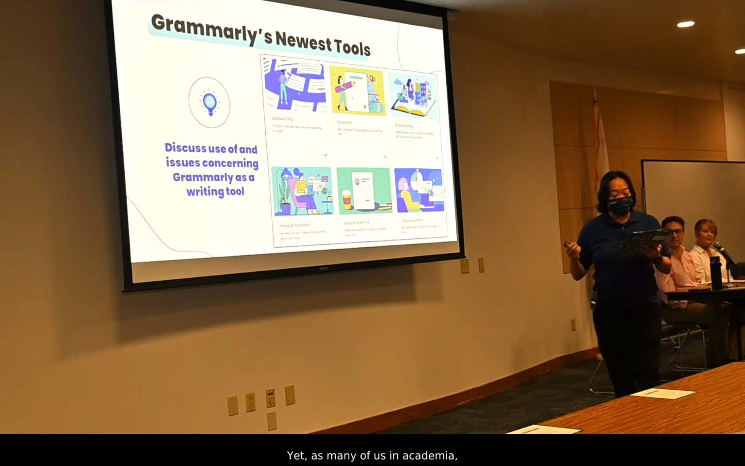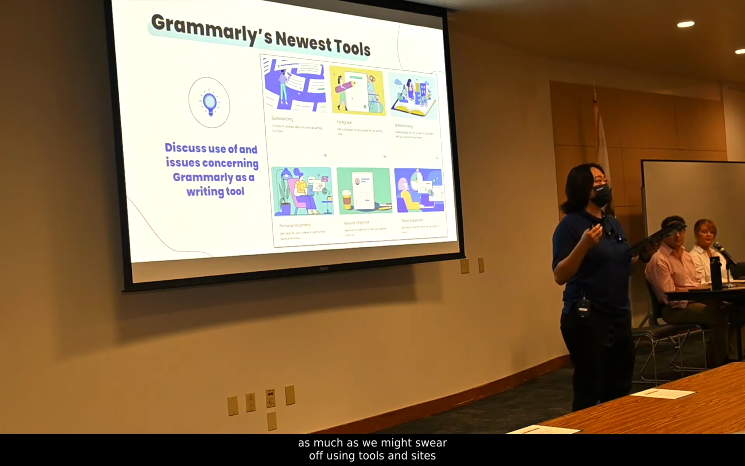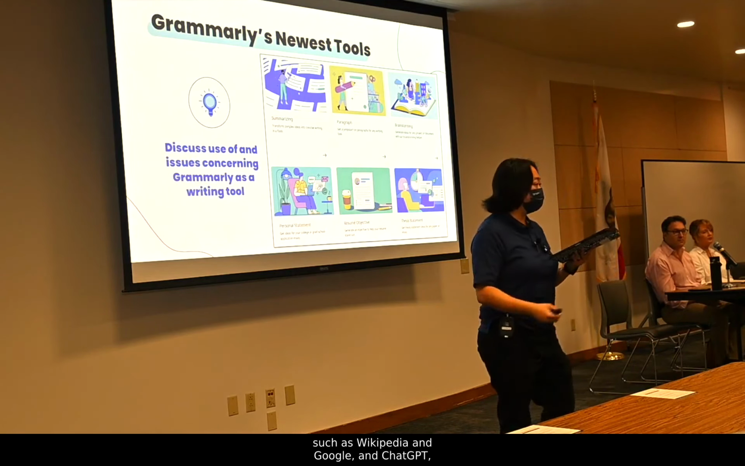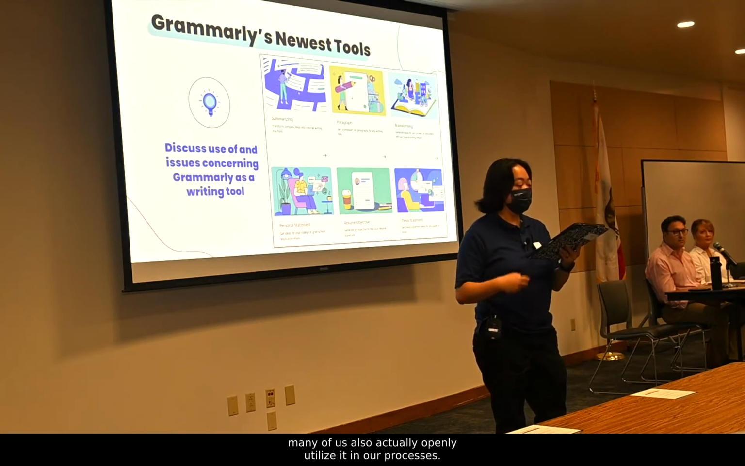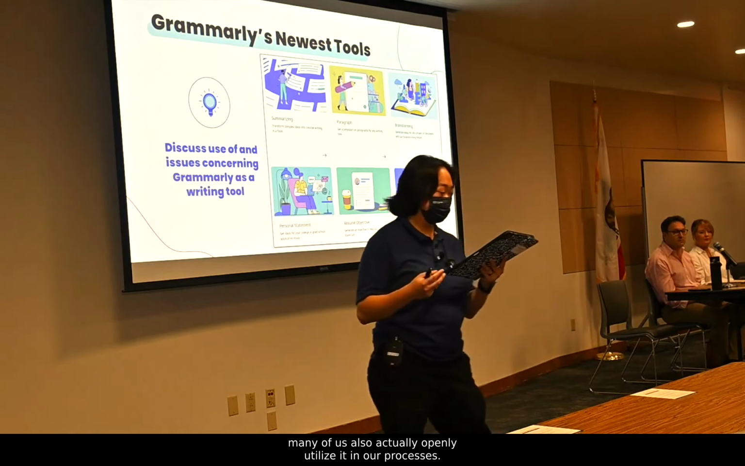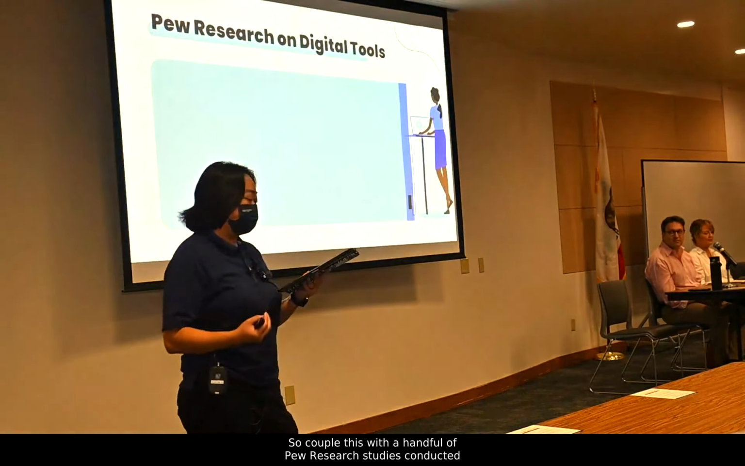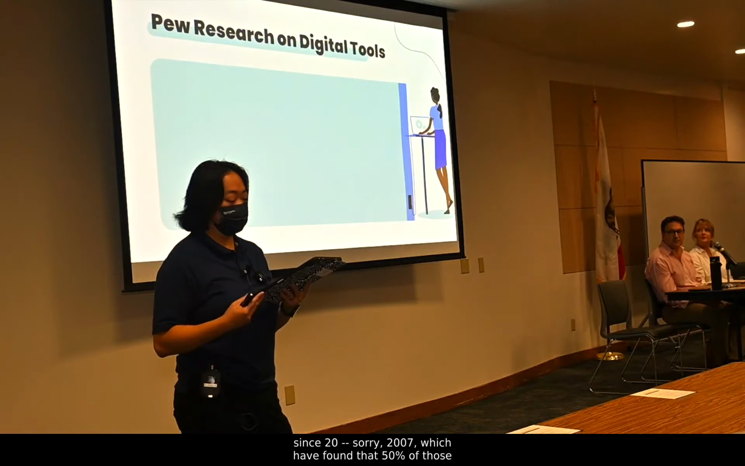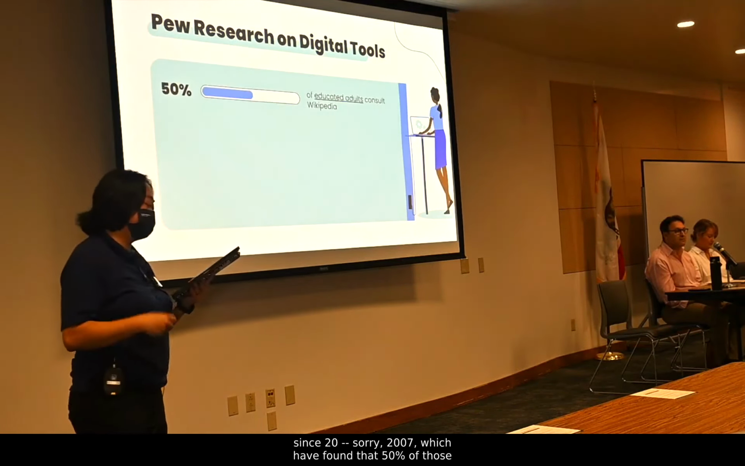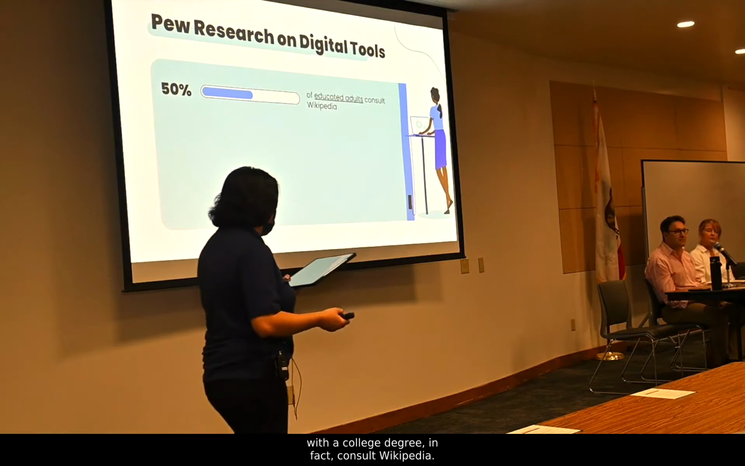Yet, as many of us in academia, as much as we might swear off using tools and sites such as Wikipedia and Google and ChatGPT, many of us also actually openly utilize them in our processes. I do, anyway. So, couple this with a handful of Pew Research studies conducted since 2007, which have found that 50% of those with a college degree, in fact, consult Wikipedia.